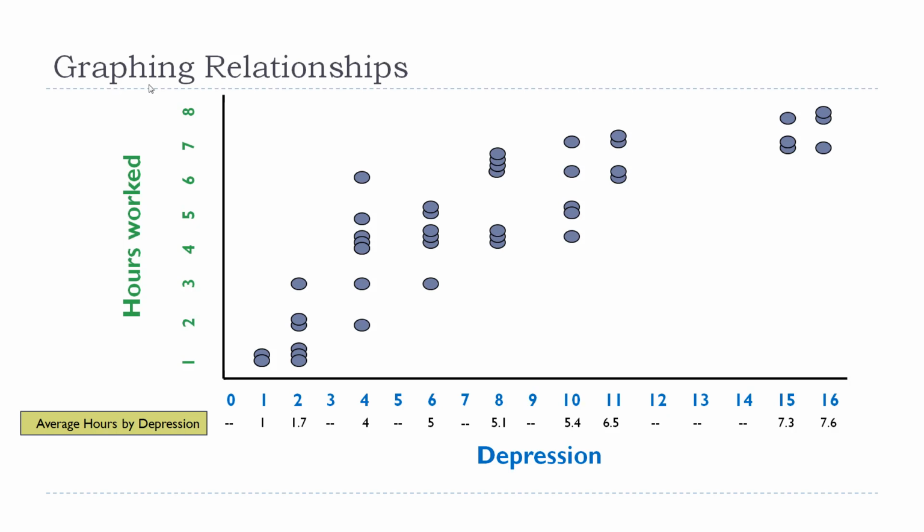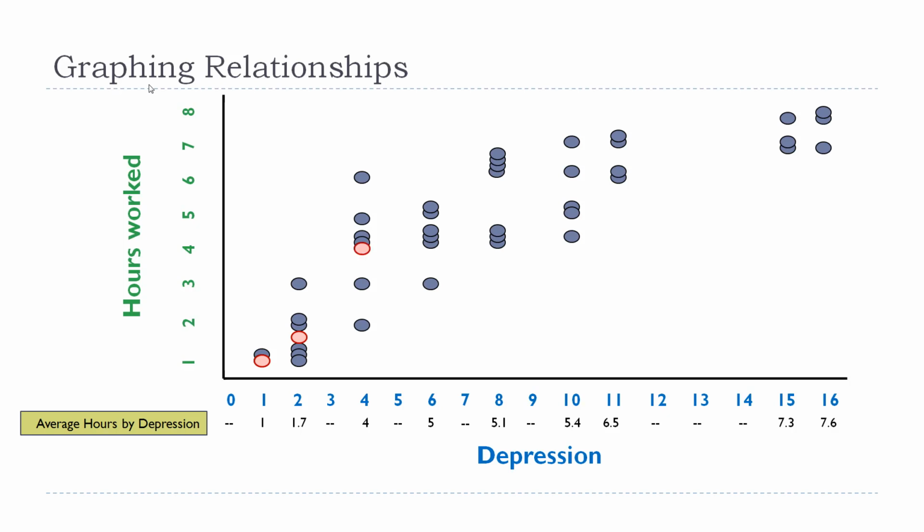So right now, all these dots represent individual people. But now I'm going to overlay the average hours. So here, we have the average hours for the people who scored a 1 on depression being a 1. So there's that average. For those who scored a 2 on depression, the average was 1.7. So that's where that dot is going to go, between the 1 and the 2, the 1.7.